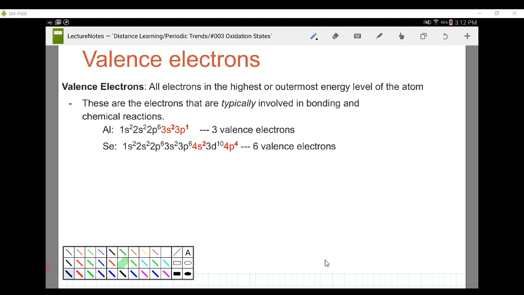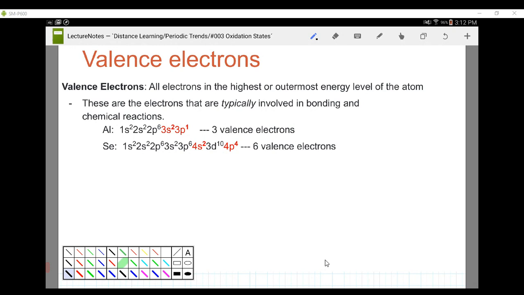But it's going to be really important when we go into talking about bonding after spring break, because the valence electrons are the ones that are going to interact and bond and are involved in reactions when they happen, since they're the ones that are going to be interacting as two atoms come close to each other. So as a quick review, remember that valence electrons are the electrons that are in the highest or outermost energy level of an atom.